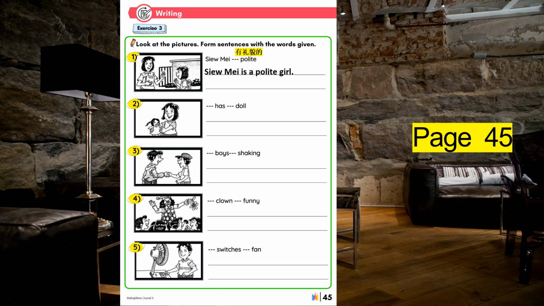Second sentence, number two, has and the word door. So has is a verb. So remember who use has. I, you, we, they, have. He, she, it, one, has. Okay, so write your subject on your own.